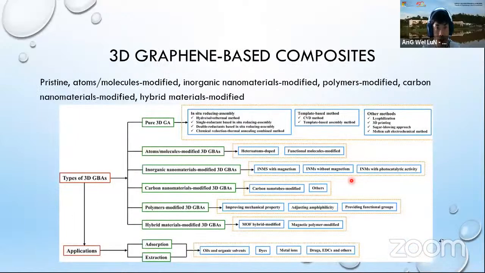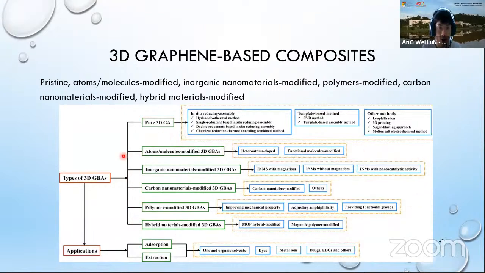Okay. So we have covered the pure 3D graphene oxide graphene materials synthesis. Now there are more modification and synthesis works done on the 3D graphene composite. Okay. So just now I covered only the 3D graphene composite, pristine one. Okay, we have hydrothermal method, chemical reductions, and then chemical vapor deposition, 3D printing, and so on. So actually there are more methods to synthesize this.